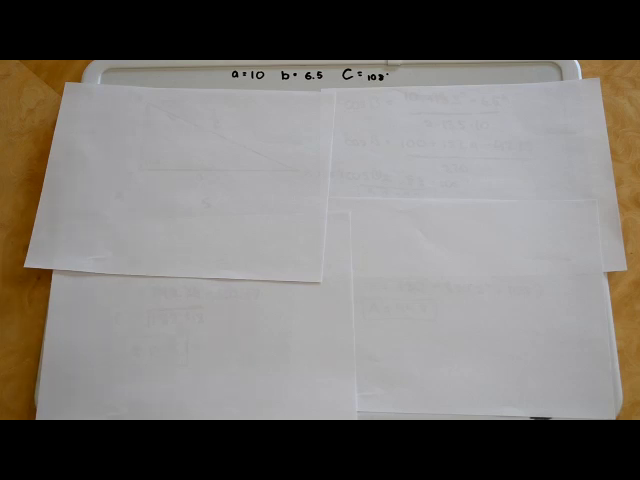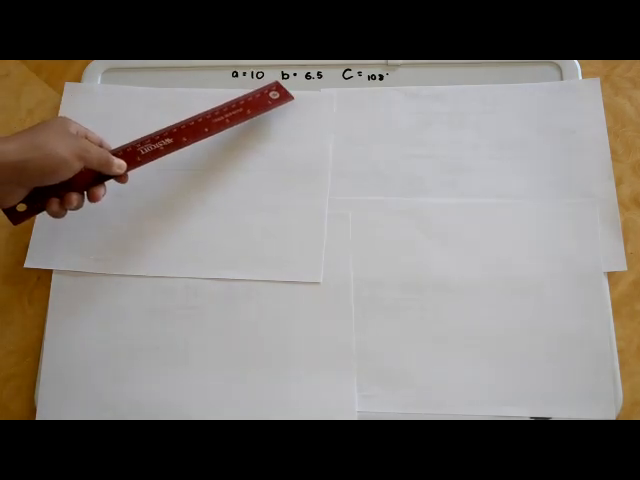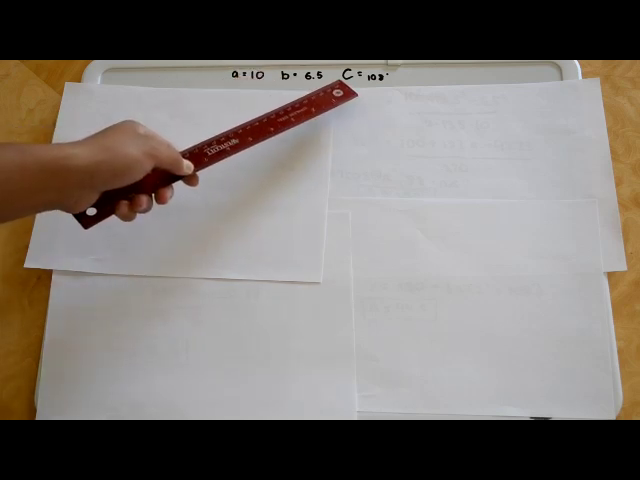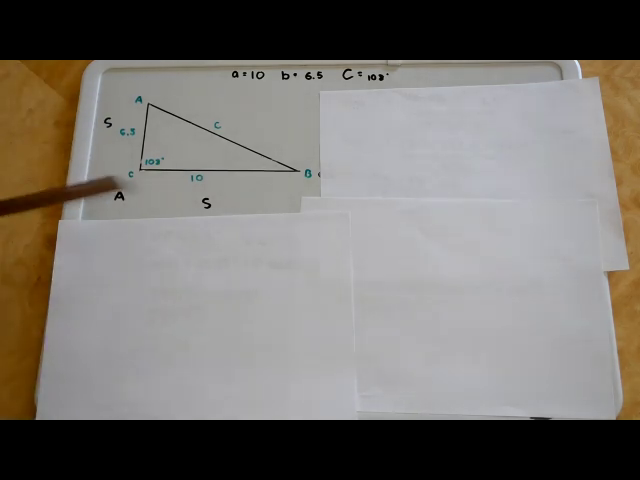Here, we are given a triangle where side B is 6.5, side A is 10, and angle C is 108 degrees. Since we know the triangle is a side-angle-side, we can use the law of cosines. So first, let's start with solving for side C, or the corresponding side to the angle of 108 degrees.